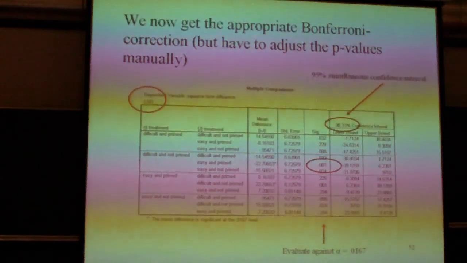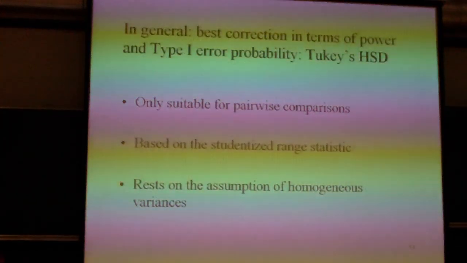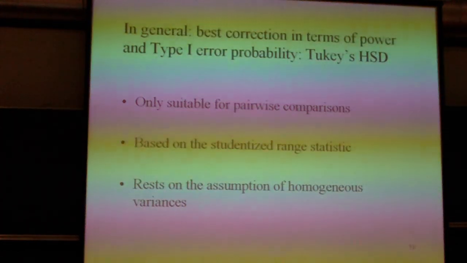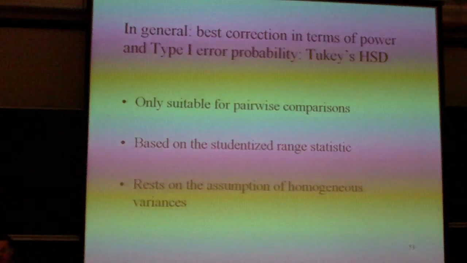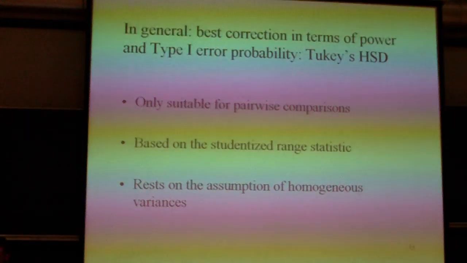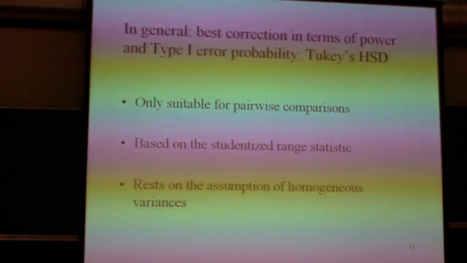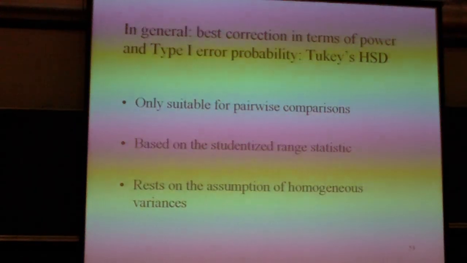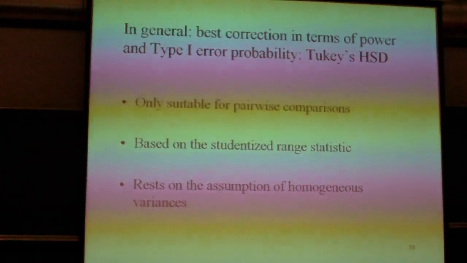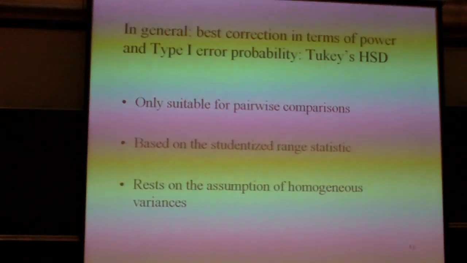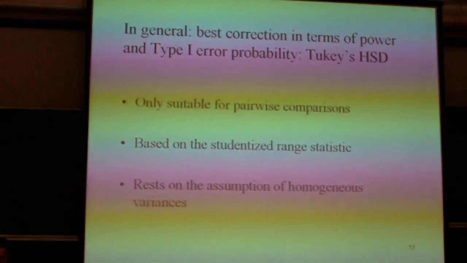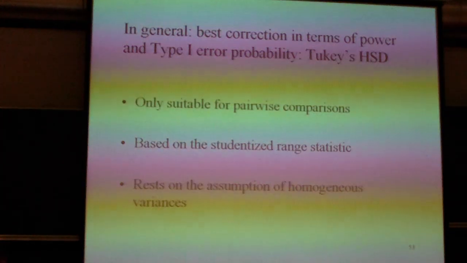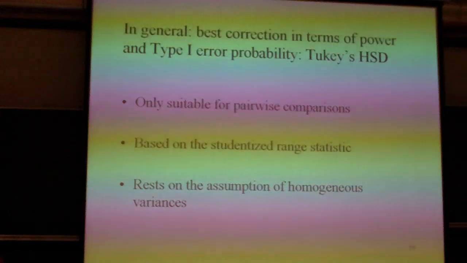In general, the best correction in terms of power and type 1 error probability, if you only do pairwise comparisons, is a correction procedure known as Tukey's honestly significant difference, or HSD. The Tukey correction is only suitable for pairwise comparisons. It's based on a so-called studentized range statistic, and it rests on the assumption of homogeneous variances.